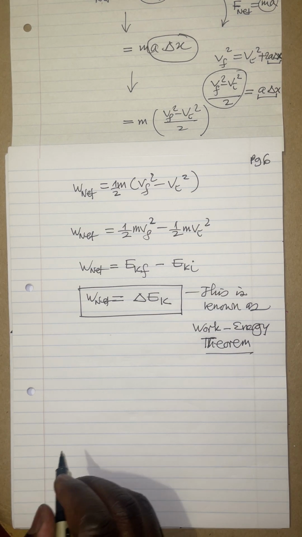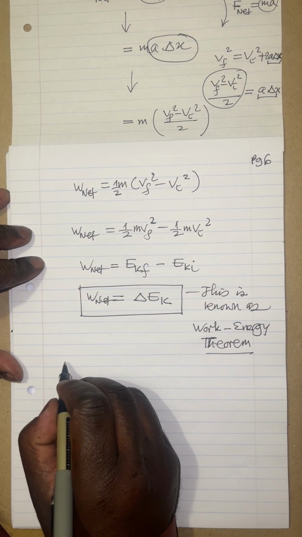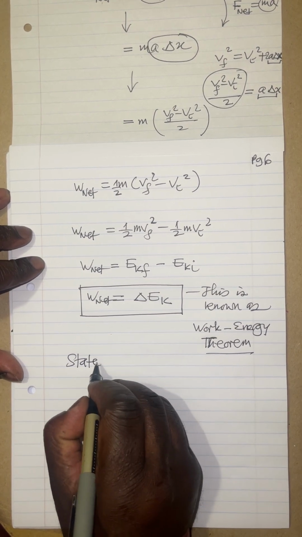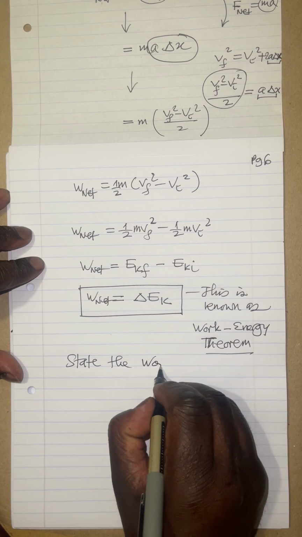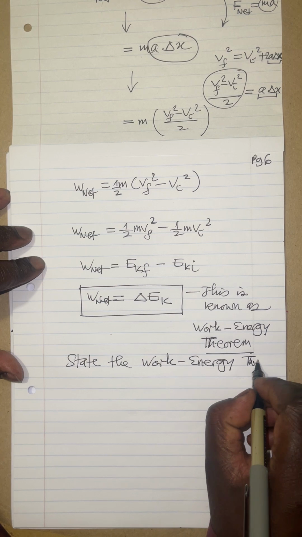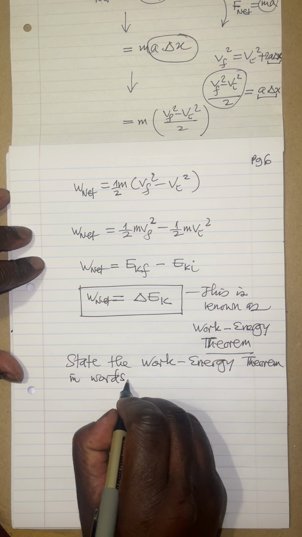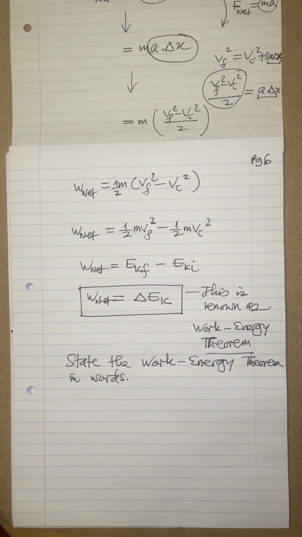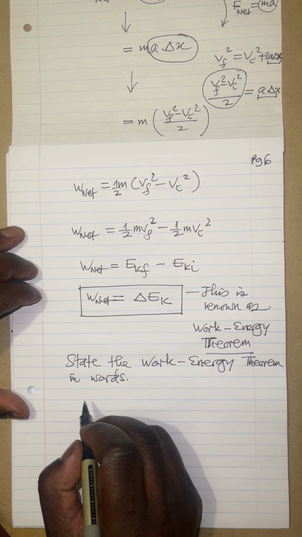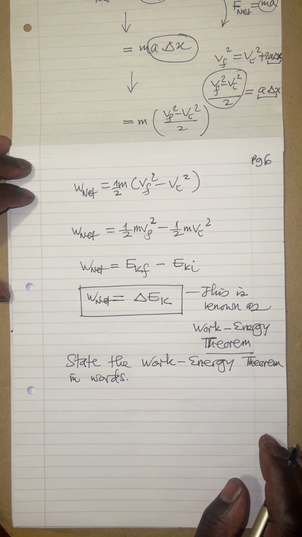Basically, they like to pose this in exams, and I have to state it here now. They will say to you, state the work energy theorem in words, because that's the work energy theorem formula or equation. But if they say state the work energy theorem in words, you are going to say work done by a net force acting on an object is equal to the object's change in kinetic energy.